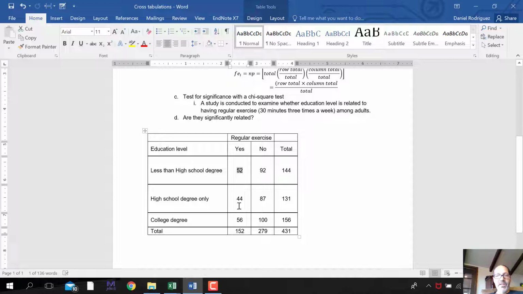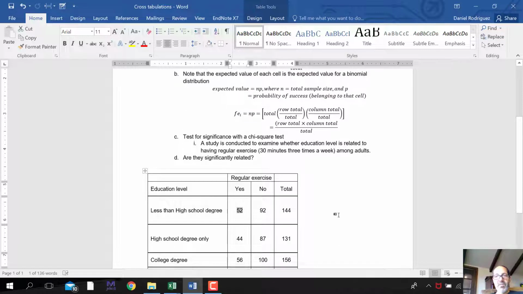You also have to be a regular exerciser, and the probability of regular exercising is 152 divided by 431. So this is basically how we derive this equation, and you'll notice since there are 3 totals, 2 in the numerator and 1 in the denominator, we can cross out one of these here, and we get row total times column total divided by the grand total, and that's how we derive that equation. I don't know if you care about that or not, but I just like to do that.